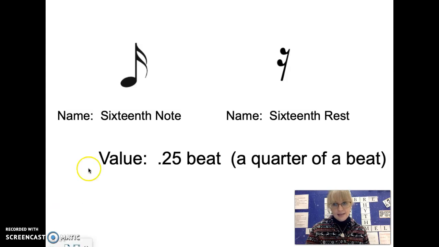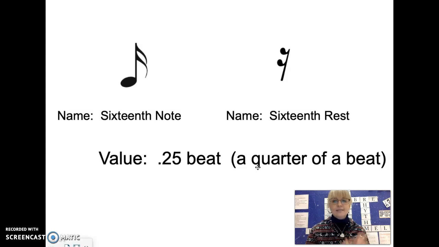Next is our 16th note. A 16th note has the colored in note head, a stem, and 2 flags. The more flags or beams that a note has, the shorter its duration. So a 16th note is only 0.25 beats, or a quarter of a beat.